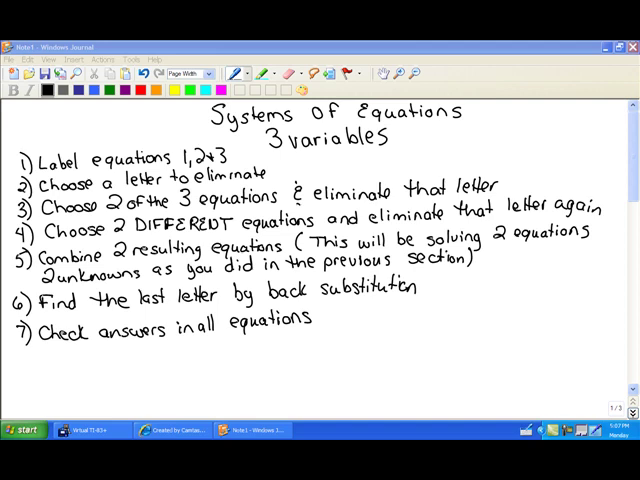This will bring us back to a problem of solving two equations with two unknowns as we just finished in the previous section. You're going to find the last letter by back substitution. Always check your answers in all the equations. Let's get into an example of this.